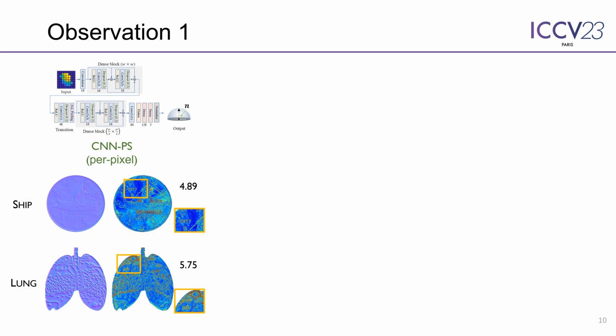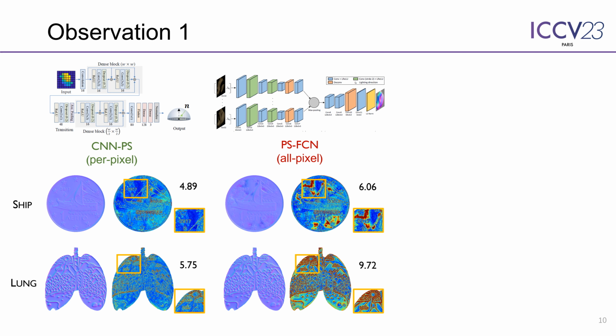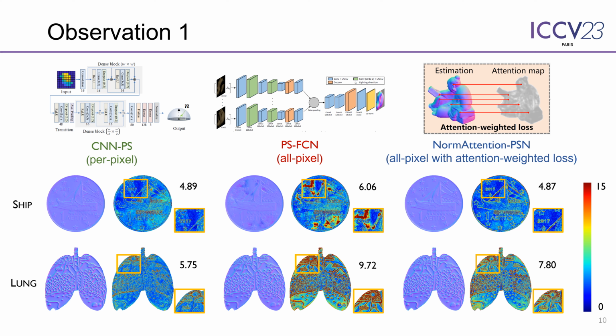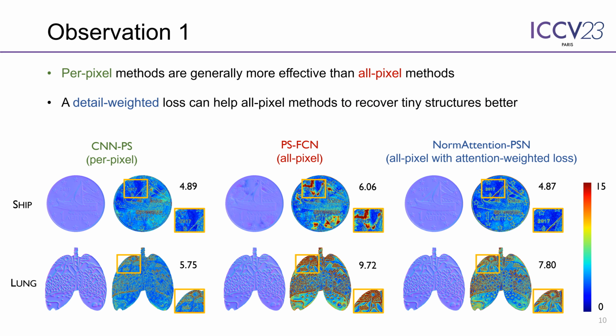CNPS is a per-pixel method, which calculates the surface normal pixel by pixel. In contrast, PSFCN is an all-pixel method, which gives the estimated normal as a whole. The results are slightly more blurred, which is possibly due to the spatial smoothness brought by the fully convolutional networks. Norm-attention PSN is also an all-pixel method, attaining results comparable to CNPS, but leveraging attention-weighted loss. We summarize the analysis above as observation 1.